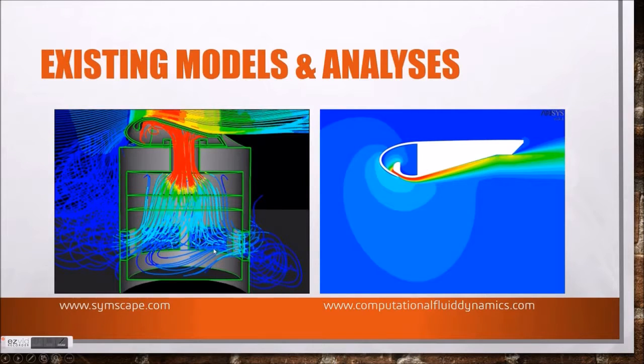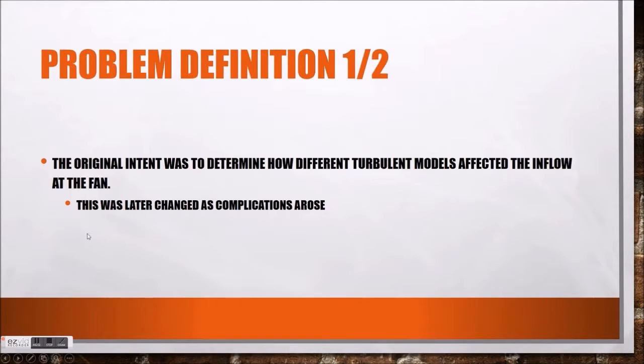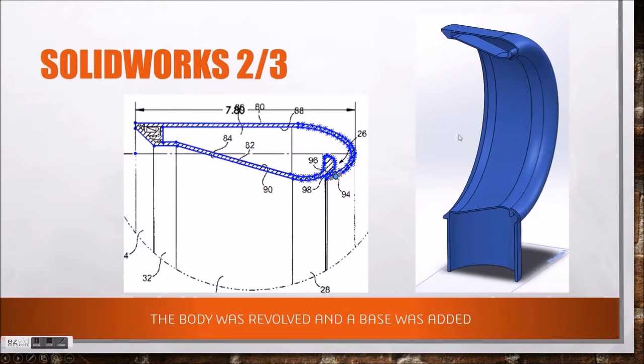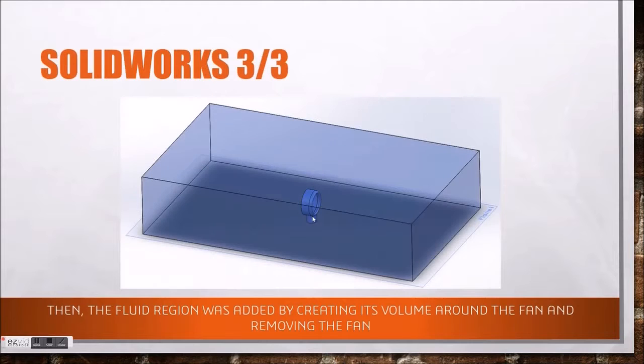Existing models, there are, this is a really advanced 3D model. This is an ANSYS 2D tutorial that I did, and I wanted to see what I can do with a 3D model. So the problem definition, the original intent was to check out how different turbulence models affected the flow of the fan, and actually this later was changed because of complications.